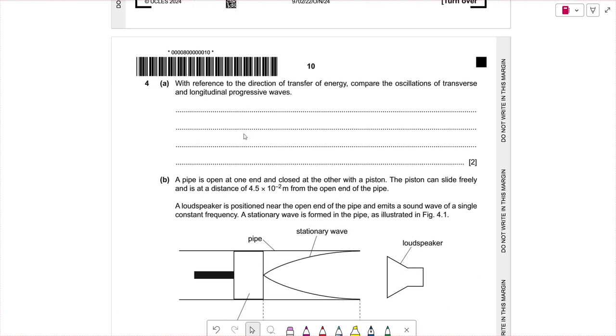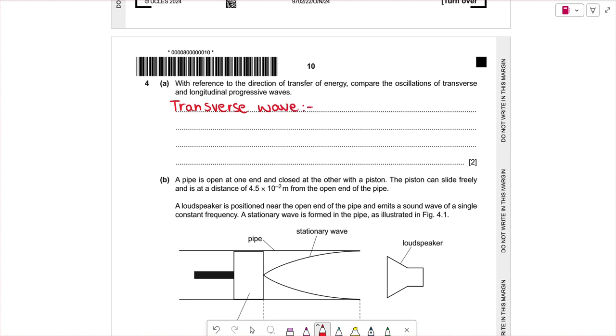With reference to the direction of transfer of energy, compare the oscillations of transverse and longitudinal progressive waves. So question number 4 part A: first of all we have to differentiate between the transverse and the longitudinal wave. So starting with the transverse wave, what is a transverse wave?